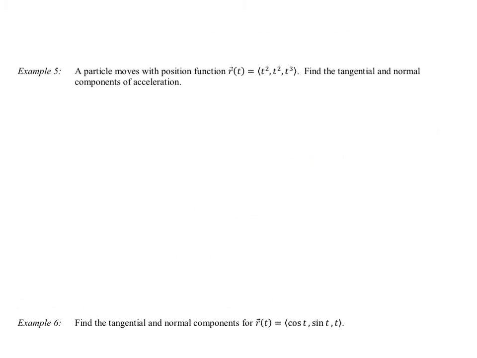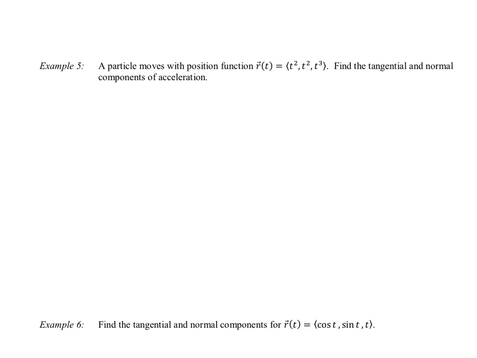All right, we're just going to practice calculating the tangent and the normal component of acceleration. So the first thing we're going to do is find the velocity, the derivative of our vector function, which is going to be 2t, 2t, and 3t squared. And then we'll also do the acceleration, which is 2, 2, and then 6t.